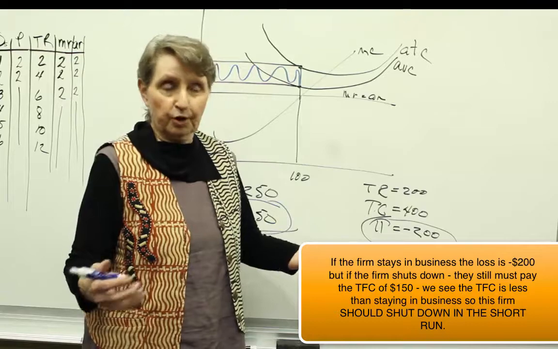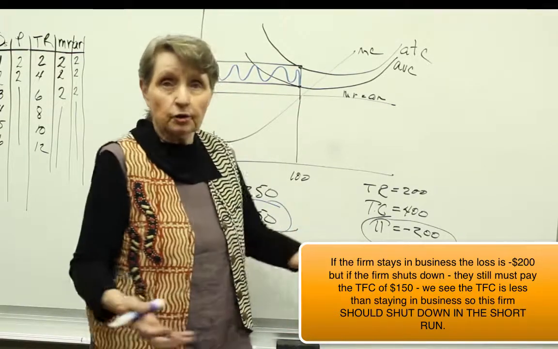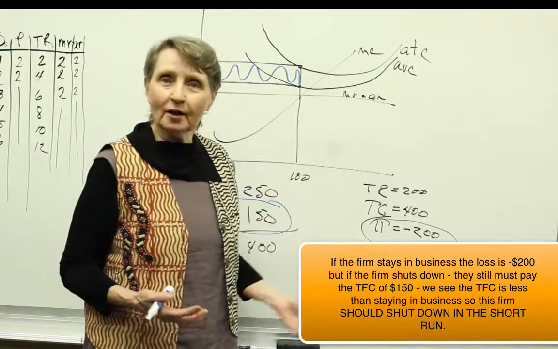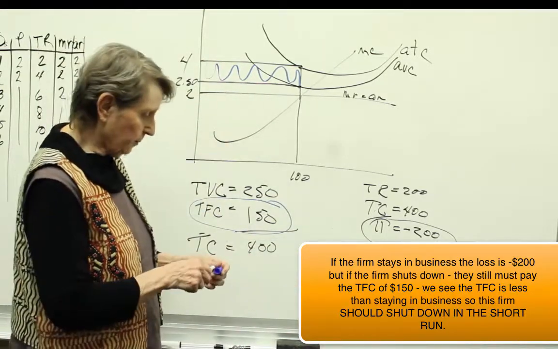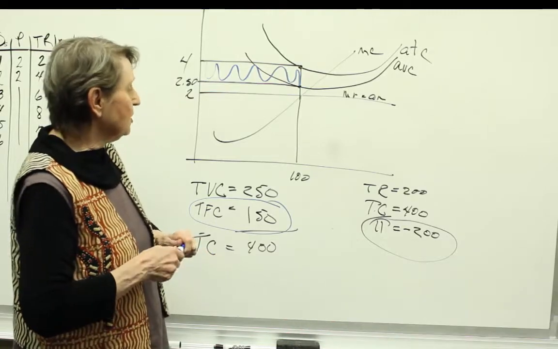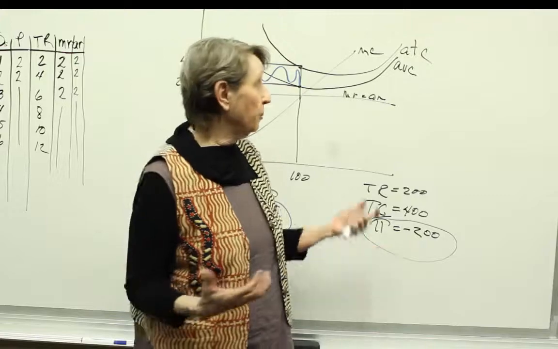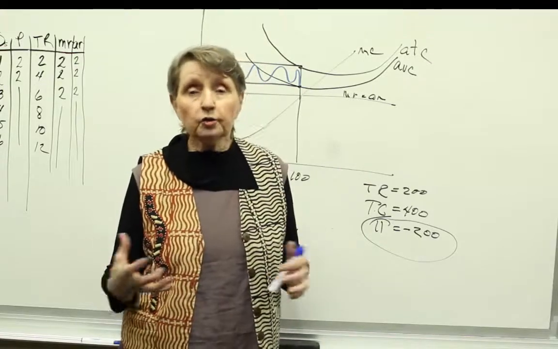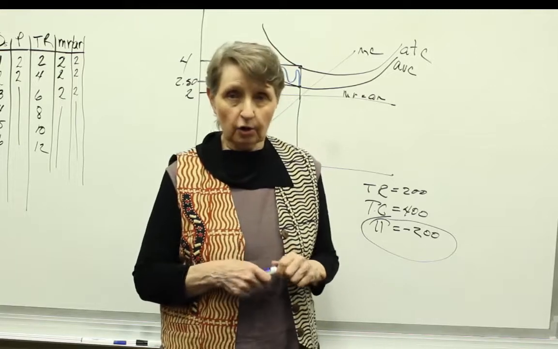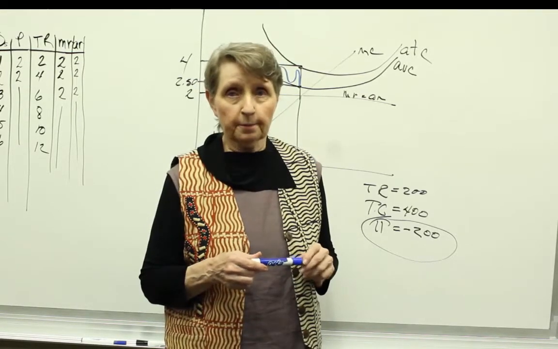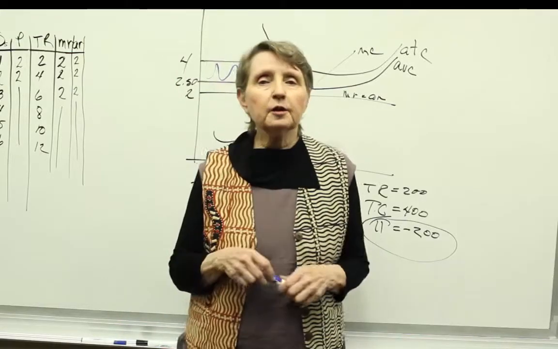Not every producer makes profits. And sometimes the decision is, how much do you want to lose? And in this case, you minimize your loss by shutting down. So we can see our profits in a perfectly competitive firm. What I want to do in our next video is generate the supply curve for an individual firm in a perfectly competitive industry.